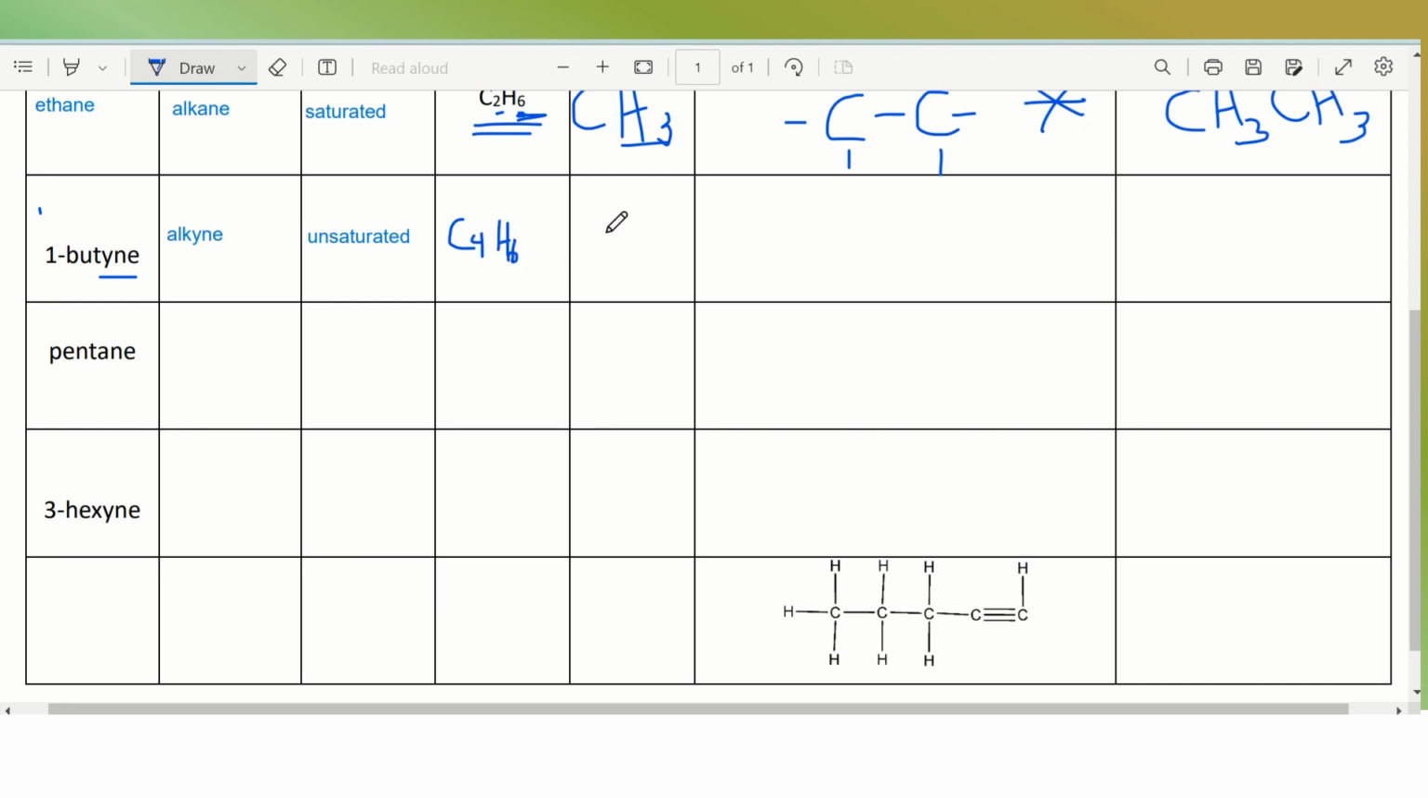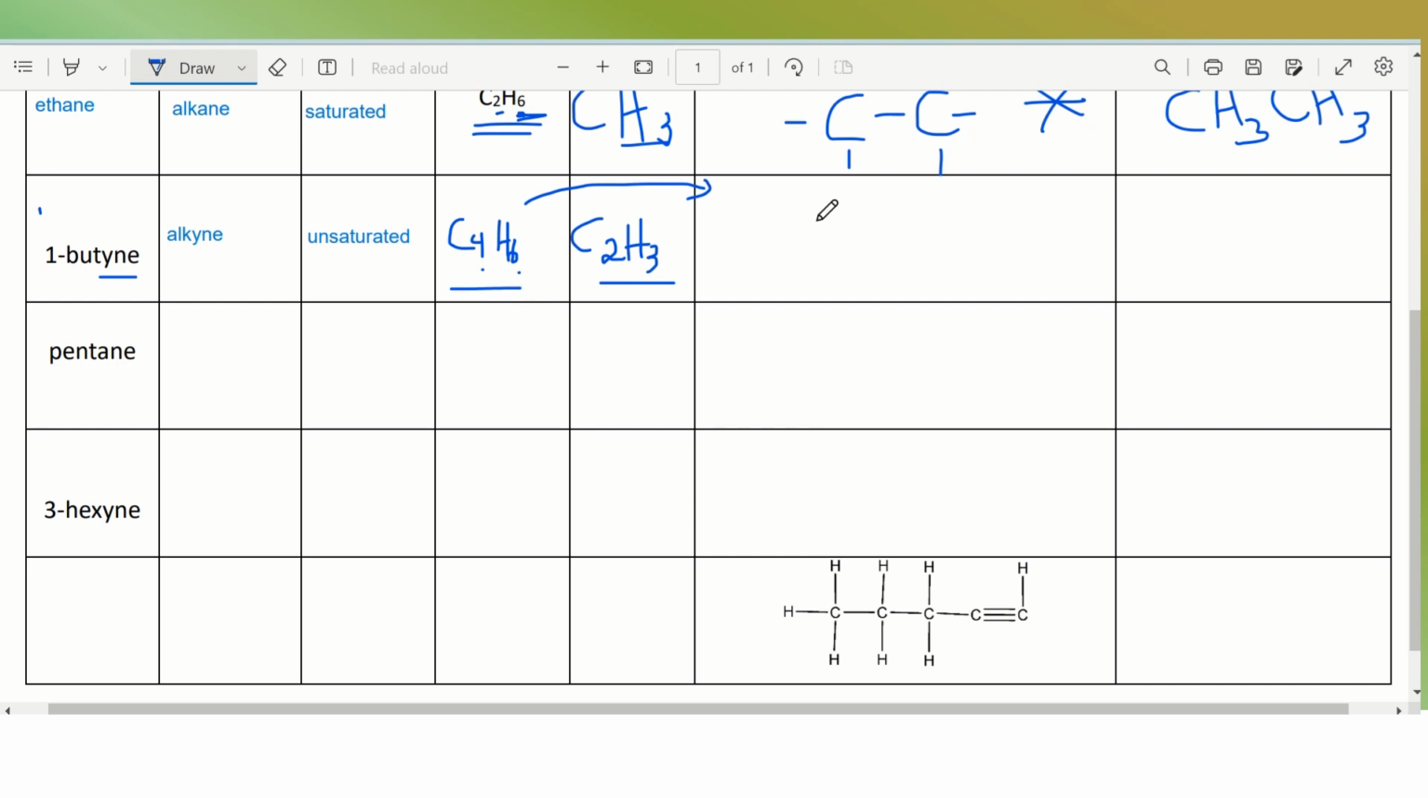And for empirical, can I reduce it? Well, yes, I can. I can divide both of those numbers by 2. So C2H3. Okay. Now, when you draw it, it's important to remember, I'm drawing molecular. You're not drawing empirical. Molecular is what we need to draw.